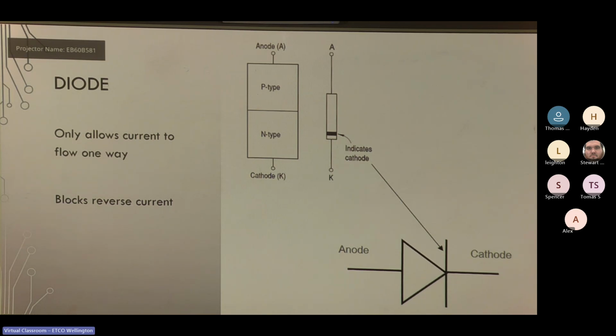So yeah, you've got your PN junction there, you've got anode and cathode, you've got your indicator bar there on the diode, and this is the symbol for a diode. How many of you have seen this symbol before?